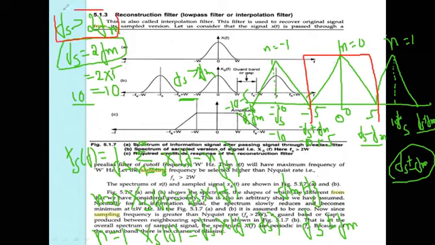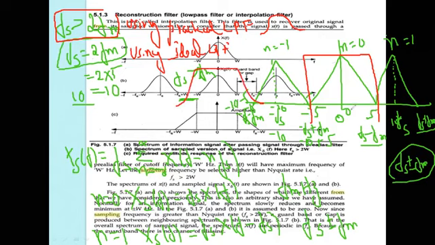For Fs greater than 2Fm, we use a practical low pass filter to recover the original signal. See here, there is a practical low pass filter; slowly it is increasing and decreasing like this. And for Fs equal to 2Fm, we use the ideal low pass filter to reconstruct the signal. So both are low pass filters only. Even here we can use an ideal low pass filter, but we use the practical one because there is a guard band in between. Here itself we have to use only the ideal characteristics to recover the original signal after the sampling.